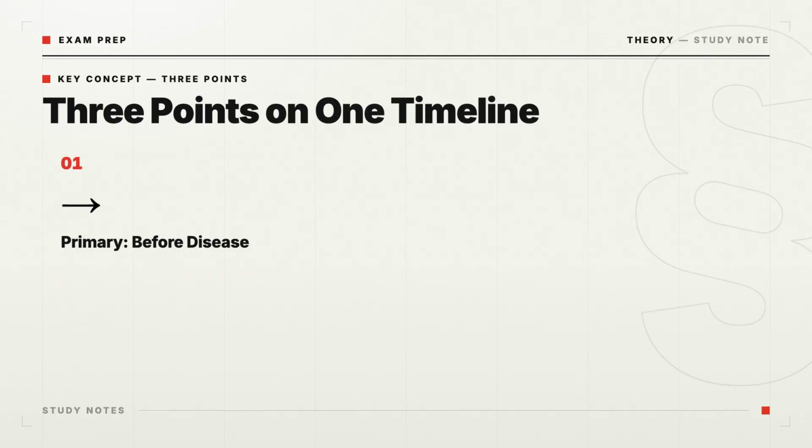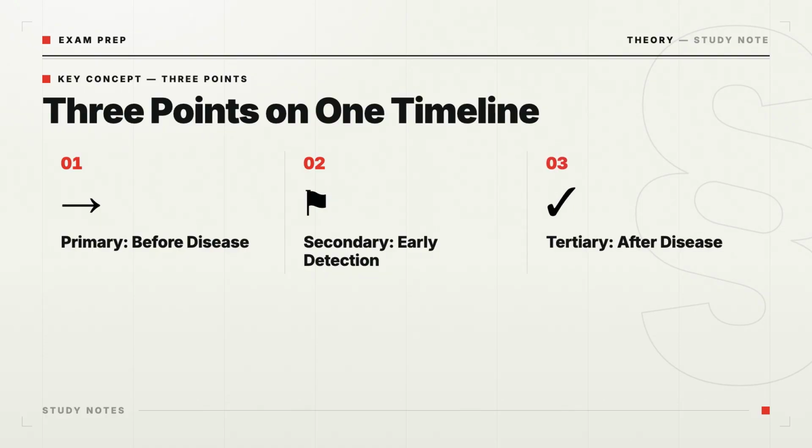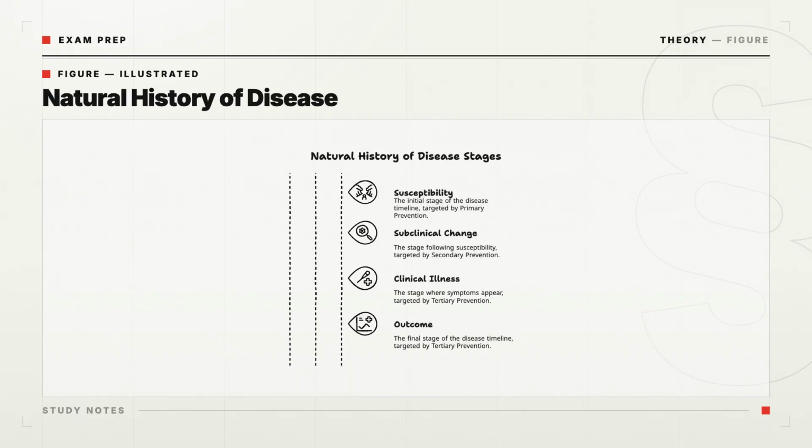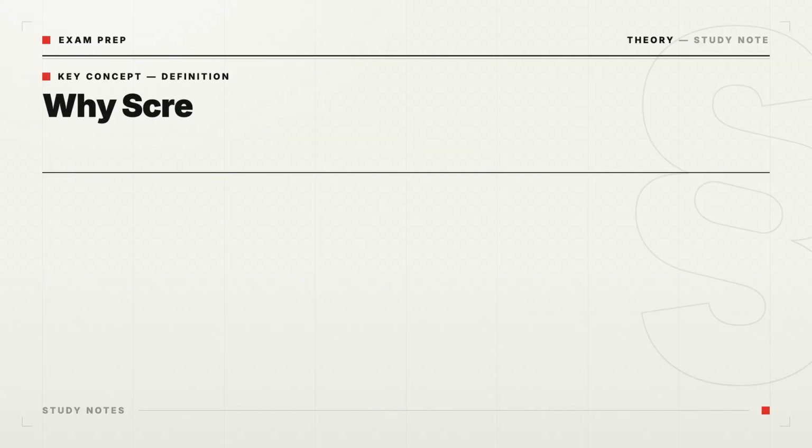Primary prevention acts before disease occurs, targeting healthy populations to keep them that way. Secondary prevention detects disease early through screening while it's still asymptomatic. Tertiary prevention acts after disease is established, limiting disability and restoring function. This model comes from Leavell and Clark, and it maps directly onto the natural history of disease: susceptibility, subclinical change, clinical illness, outcome. The three levels are simply 3 points of possible interruption along that one timeline.